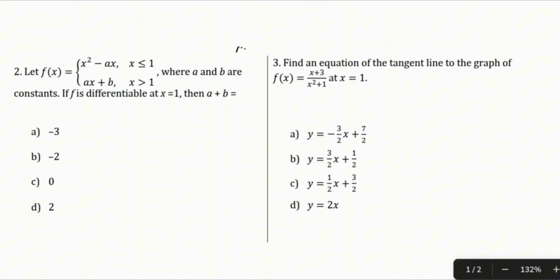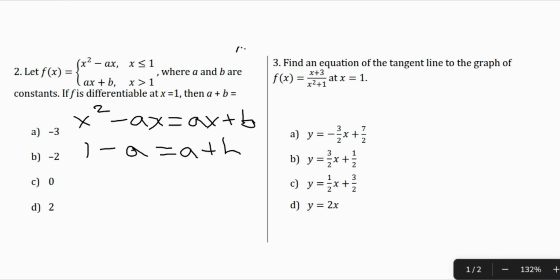So the first property of differentiability is that the function has to be continuous. So we need to first find it to be continuous. We're going to make each of these equations equal to each other. So we have x squared minus ax is equal to ax plus b. And then we need to find it at the point x equals 1, so we're just going to plug in for x equals 1. So 1 minus a is equal to a plus b.